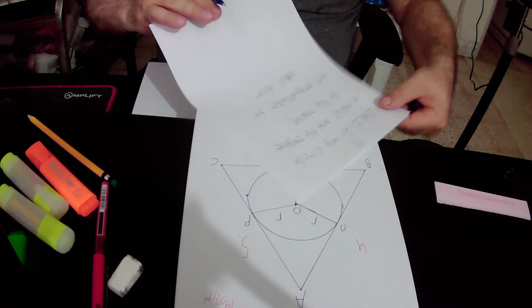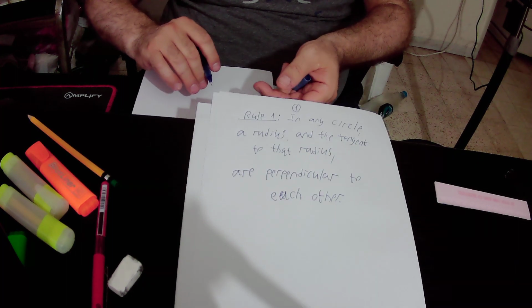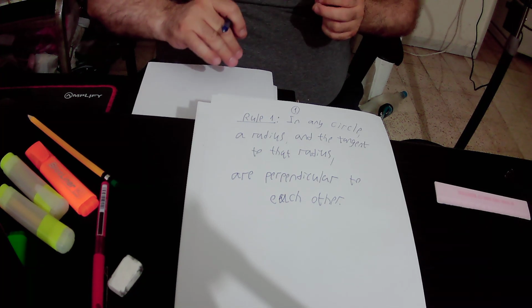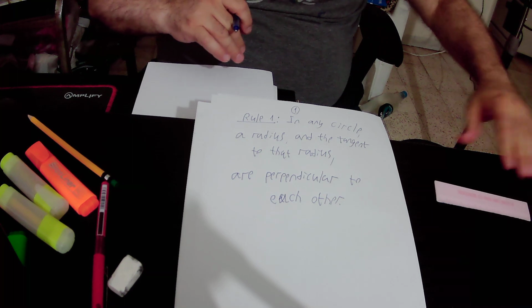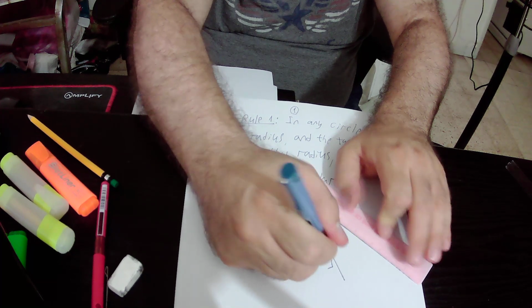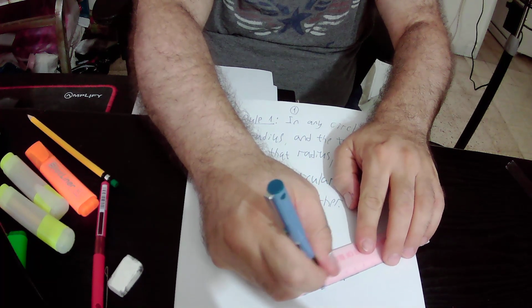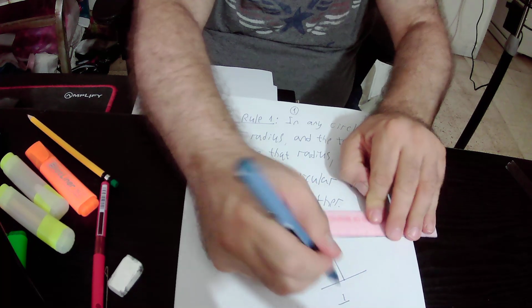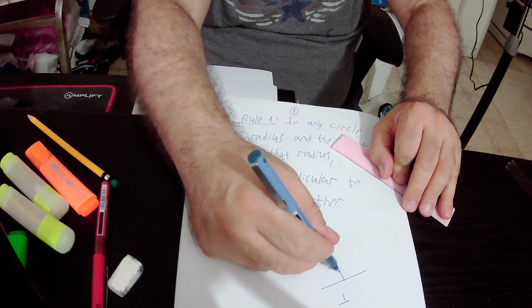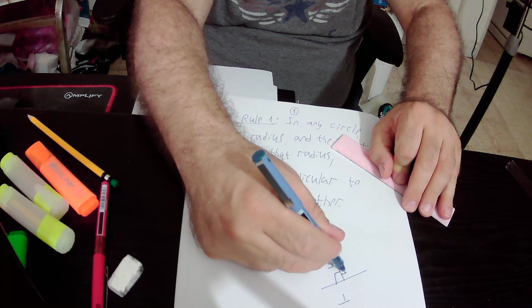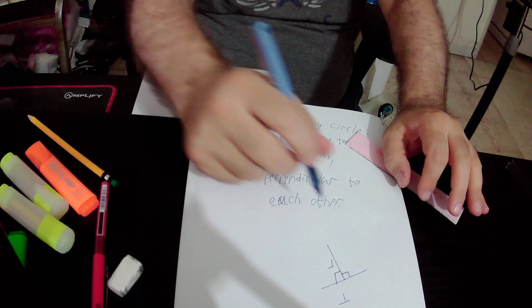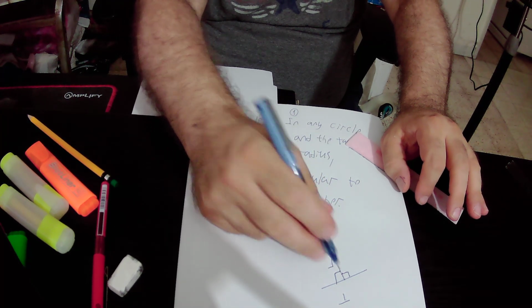I will read again rule number 1. Rule number 1 states that in any circle, a radius and the tangent to that radius are perpendicular to each other. So if we have a radius, let's call it R, and we have a tangent to that radius, let's call it T, then the radius is perpendicular to its tangent. That is to say, this angle is 90 degrees and this angle equals 90 degrees also, because in any circle, a radius is perpendicular to its tangent.